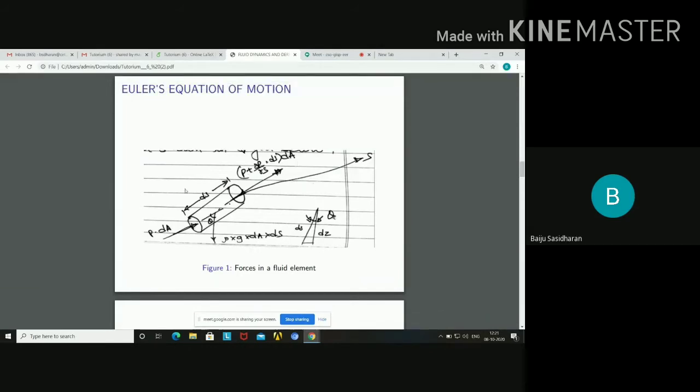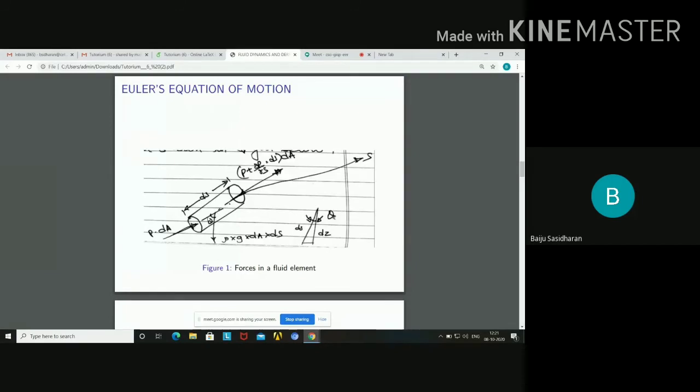And while we are considering the equilibrium condition, the line of action will be one is here, and here the line of action will be this side. And here the line of action is along this direction. If you are considering a triangle here, this is the triangle, this is angle theta, and this length is ds, and this height is dz. We have to consider a small triangle.